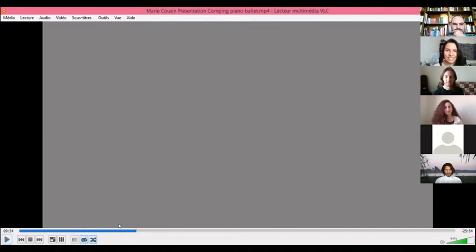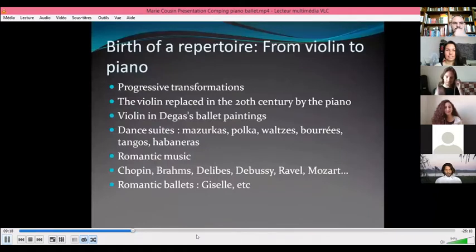The repertoire from violin to piano. The musical repertoire of dance classes is a result of progressive transformation. The violin was replaced in the 20th century by the piano, but it was the king of the dance classes. Many illustrations of dance classes accompanied by the violin persist, especially in the Degas painting, where the violinist accompanies the ballet master. The ballet master used a cane to beat time, but it was also used to correct the posture of the dancer.